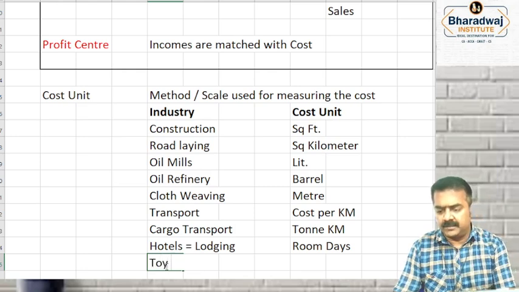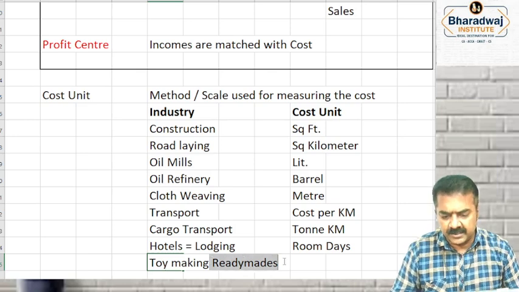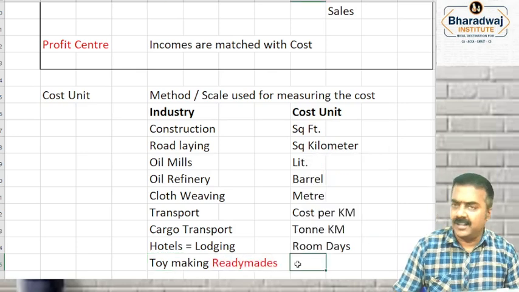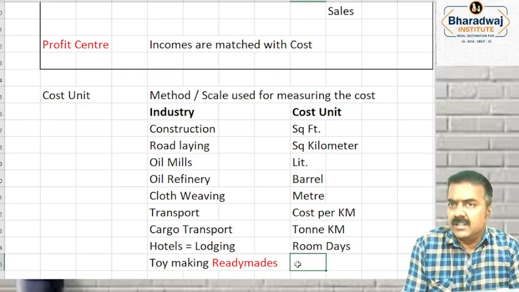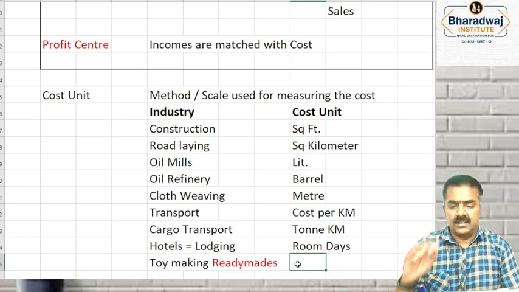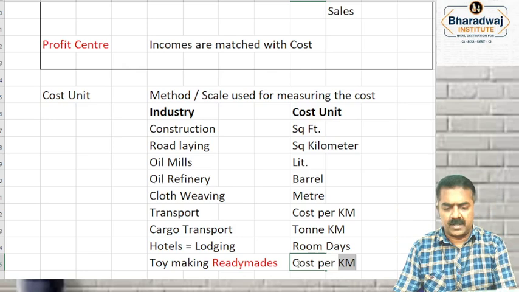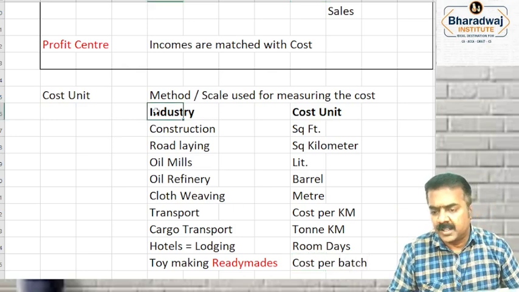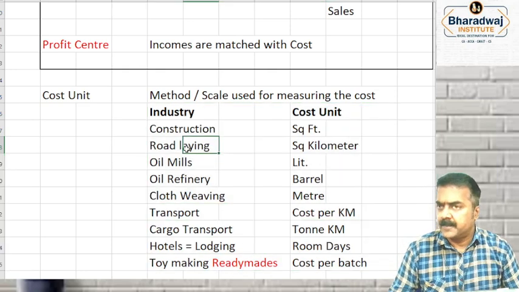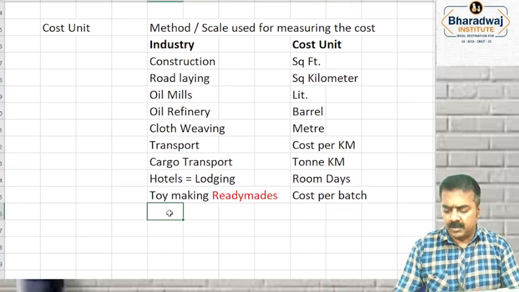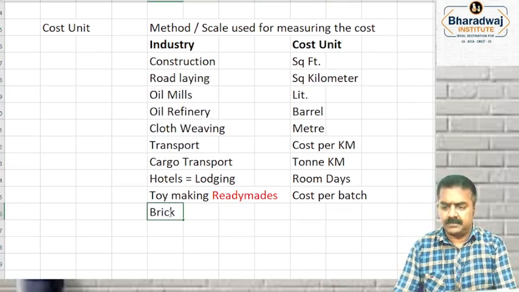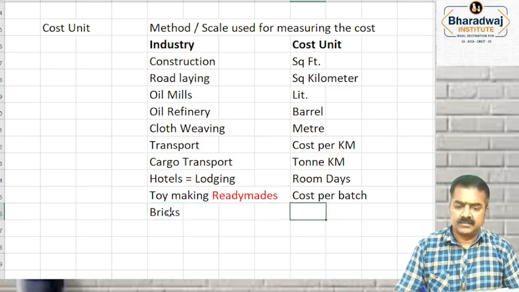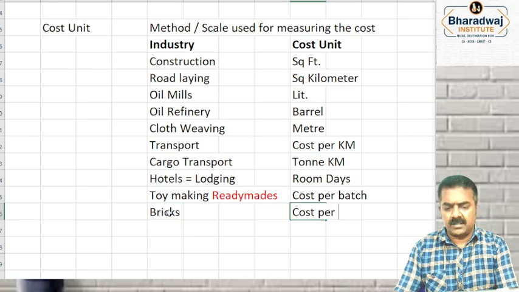What about toy making? Or it can be ready-made, all the ready-made products. Toy making, chocolate making, or it can be confectionaries, or it can be soft drinks making or filling. So they work out cost per batch. A batch will consist of what? Number of units. What about bricks? Bricks making. They work out cost per 1000 bricks.